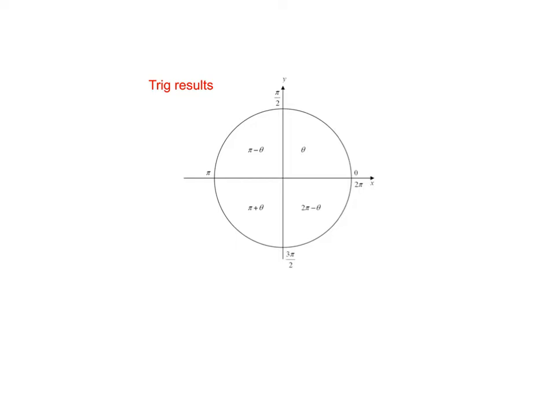Remember, any angles are measured from the horizontal, up or down. So in the second quadrant here, the angle is going to be pi minus theta. In the third quadrant here, the angle is going to be pi plus theta, and in the fourth quadrant here, it'll be 2 pi minus theta. So that's important to know.